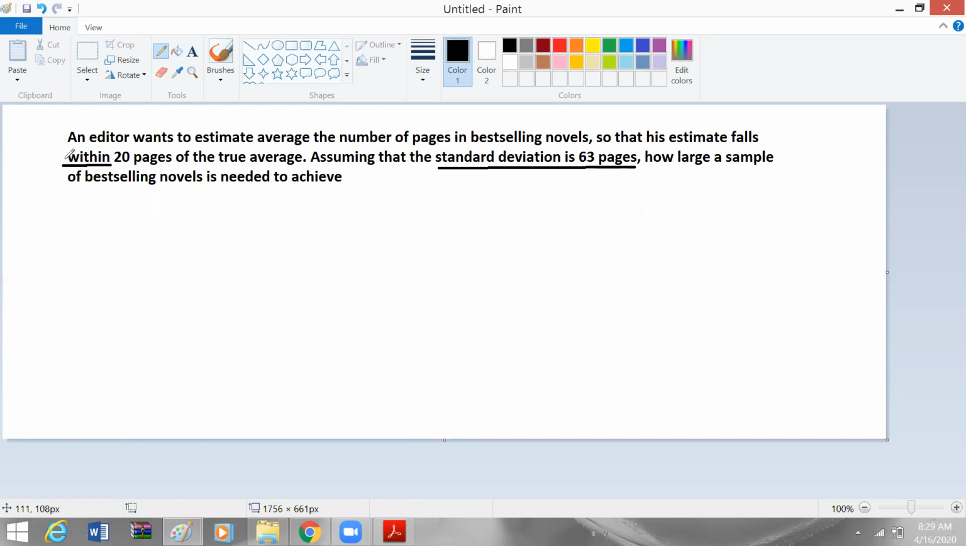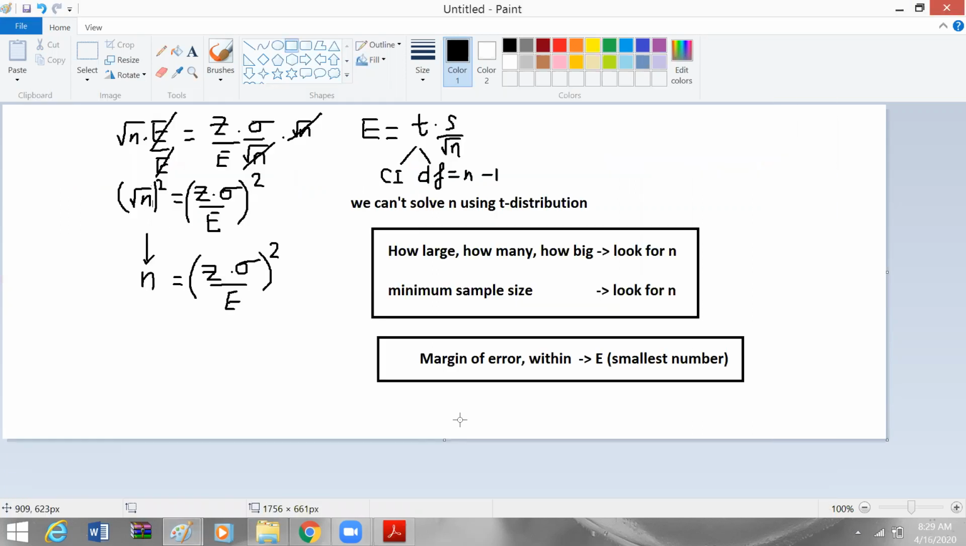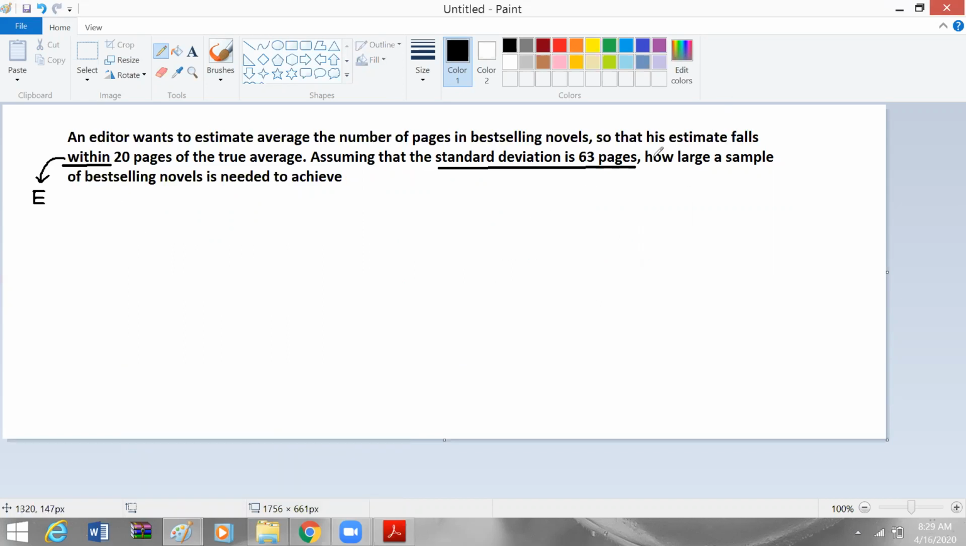This is very important. Another keyword that we need to look for is what the question is asking us to do. The question will ask using the keywords how large, how many, how big, or what is the minimum sample size. So this is the question that we're going to answer. We need to look for the keyword how large, and I saw the keyword right there. So we look for the n in this case.